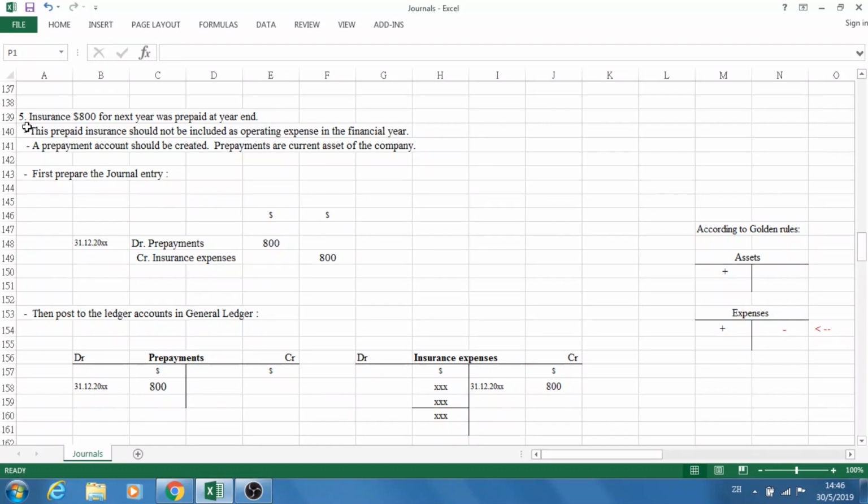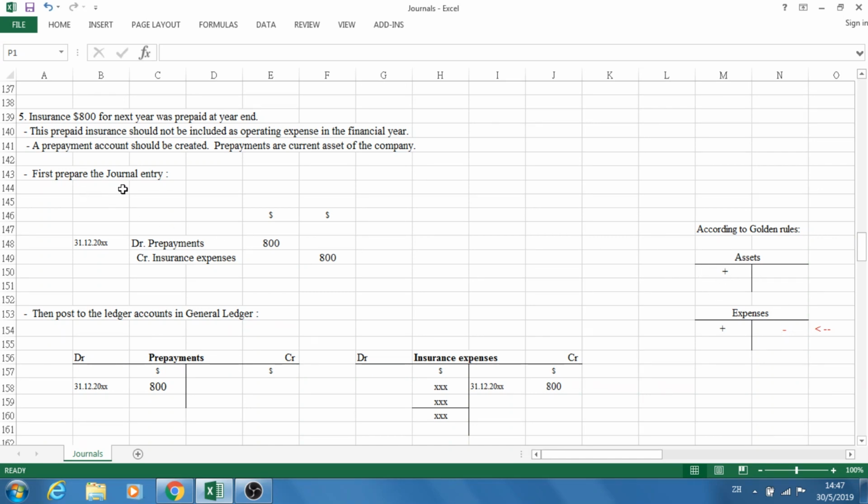Example 5. Insurance 800 for next year was prepaid at year end. This prepaid insurance should not be included as operating expense in the financial year. A prepayment account should be created. Prepayments are current assets of the company. So according to golden rules, expenses, that is the insurance expenses, should be reduced. That is on the credit side. Addition of assets should be on the debit side.